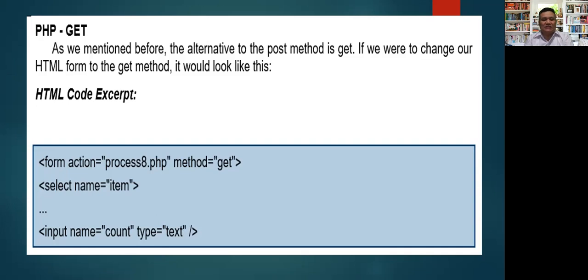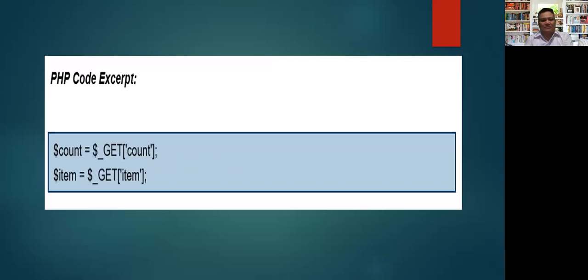The get method is different in that it passes the variables along to the process8.php web page by appending them onto the end of the URL. The URL after clicking proceed would have this added on the end of it: the question mark, item equal to, of course, the value, and count is equal to the value. So the count is equal to get count, item is equal to get item. The question mark tells the browser that the following items are variables.